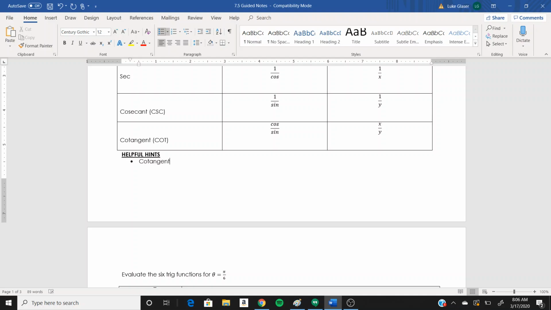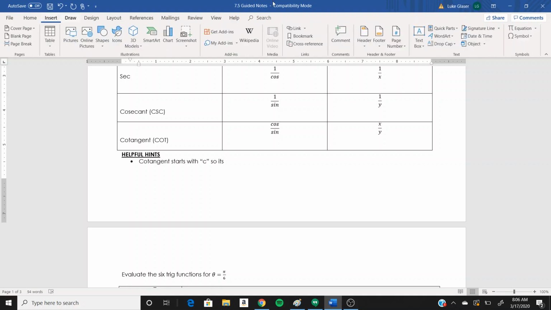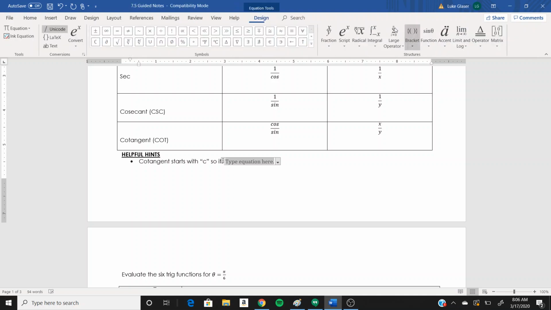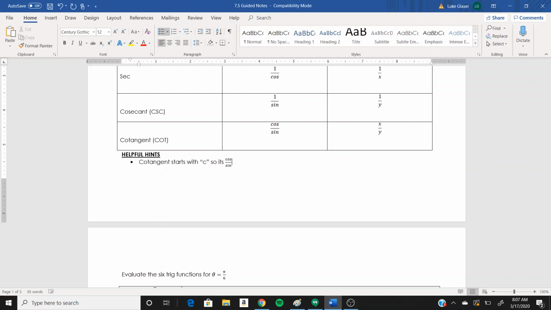Cotangent starts with C, so it's cosine over sine. Since cotangent starts with C, cosine is going to go on top. And tangent is going to be the other one: sine over cosine. So basically, cotangent starts with C, cosine on top.